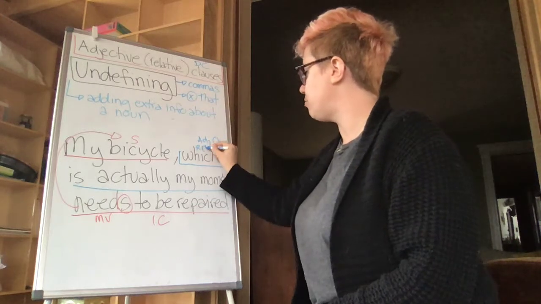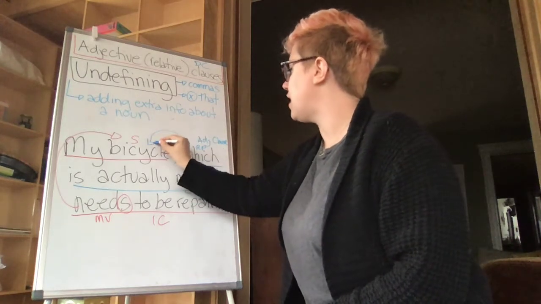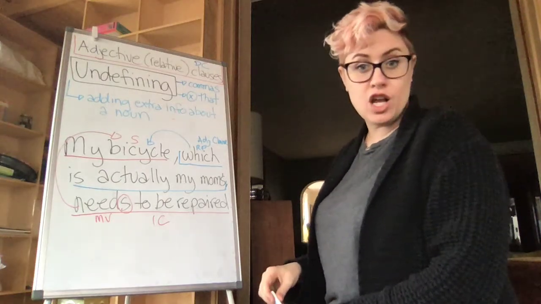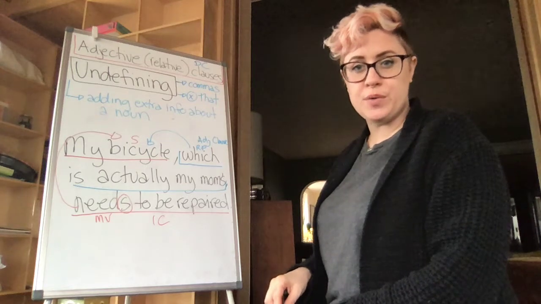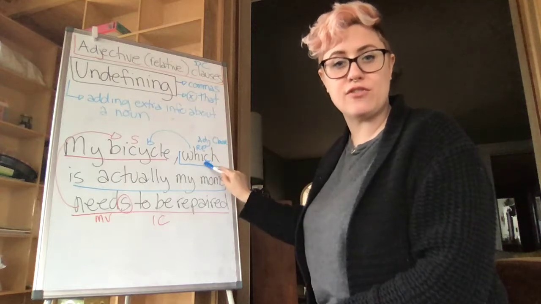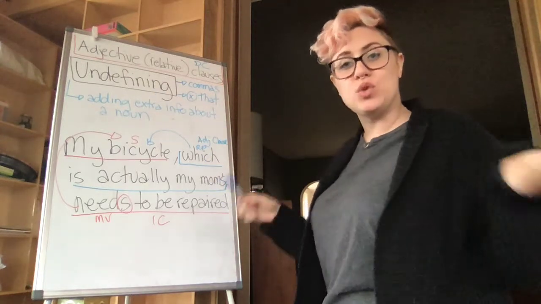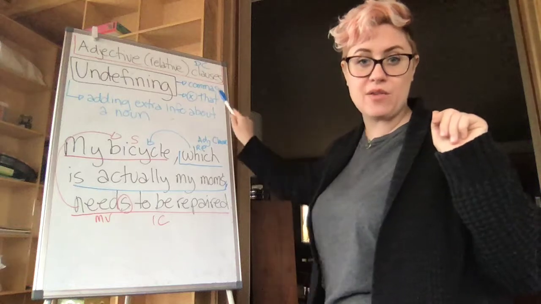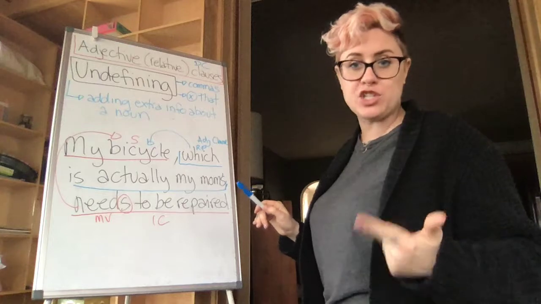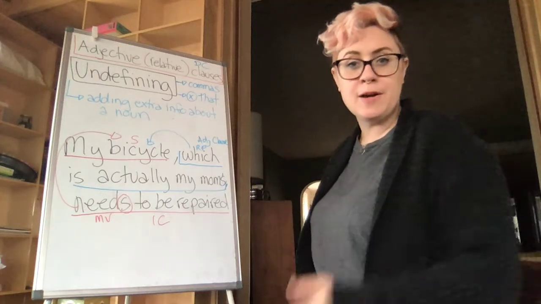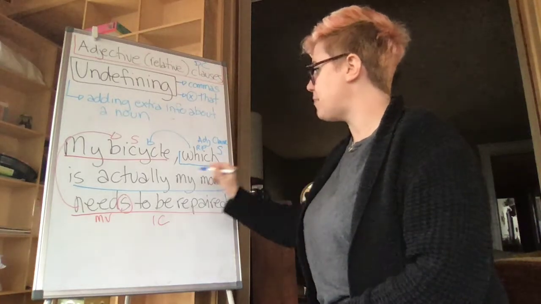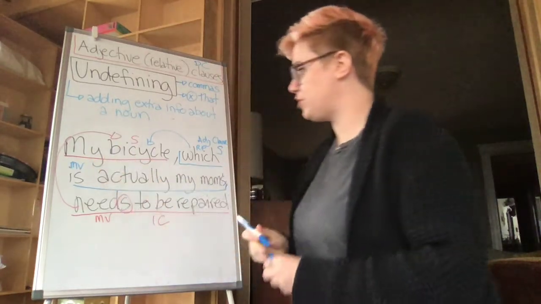Okay, and then we have which. Which is a relative pronoun, and we use which because my bicycle is a thing. It is not a person. So I'm going to use which and not who. Now, if this was a defining relative pronoun, I could change this for that. But one of the rules of a non-defining relative pronoun is you can't use that. You must use who or which or whom or whose. Okay. So in this case, which is the subject and is the main verb.